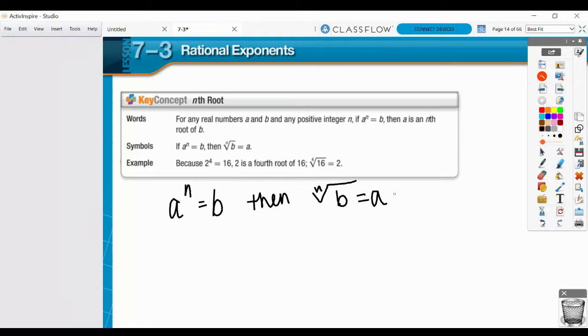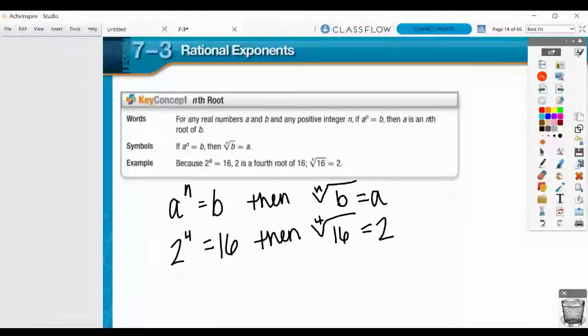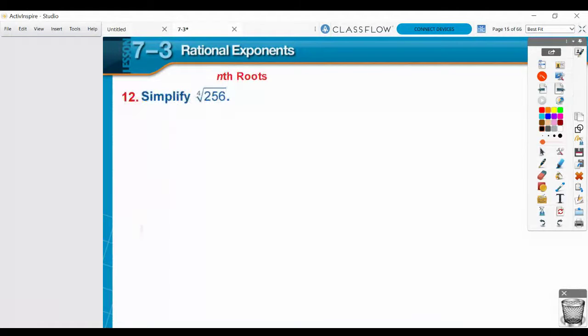For an example, we can say 2 to the 4th is 16. Then what we can do is the 4th root of 16 equals 2. So like I said, we're basically trying to find an answer this time. Okay, so for the first example, you are going to have to use a calculator. I highly suggest using a regular calculator and not a phone calculator.